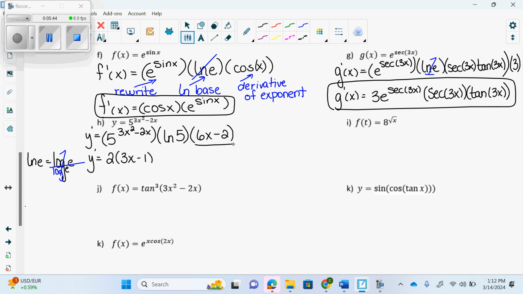Okay. Then I rewrite the rest. 5, 3x squared minus 2x. Ln of 5.